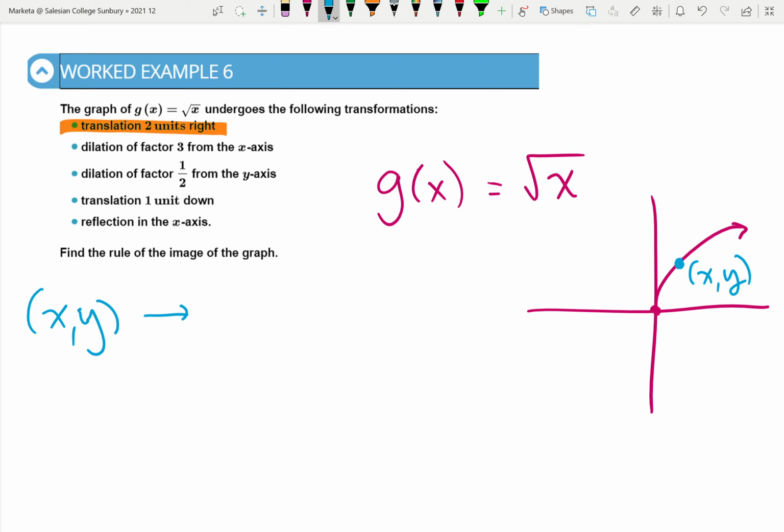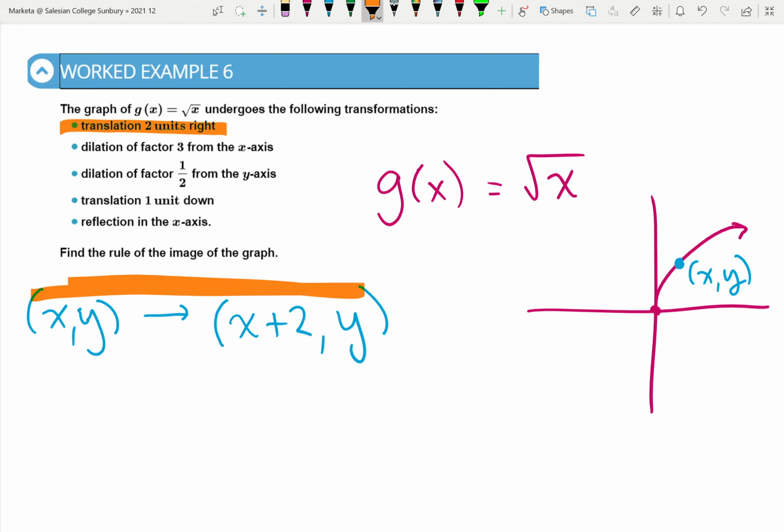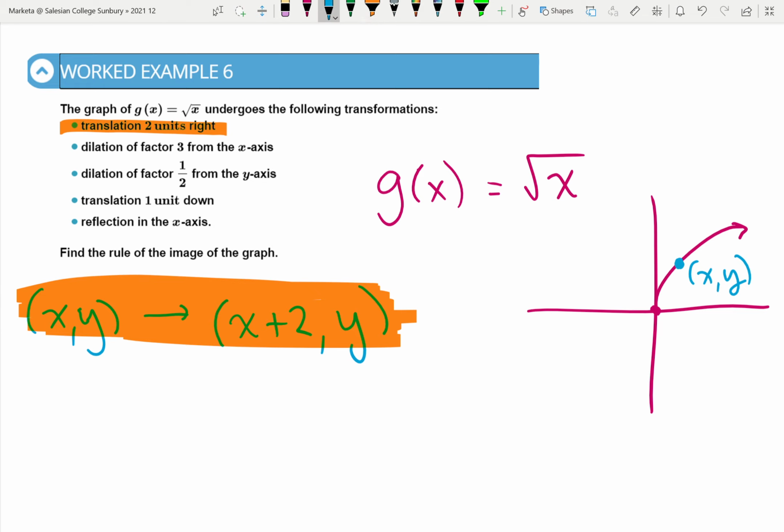If we're translating 2 units to the right, that means our x value is going to become x plus 2, but the y value will not change. So that's the first thing. I've changed the point so that xy becomes x plus 2 comma y. So my x values all go 2 units to the right. If this x value is 1, the new x value would be 3.